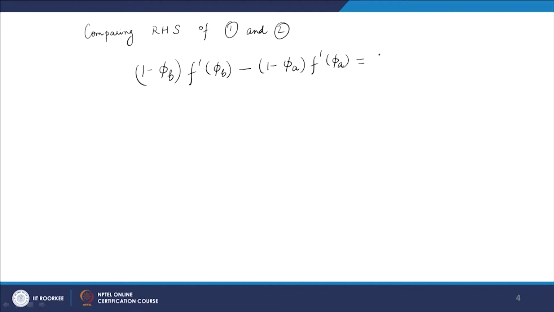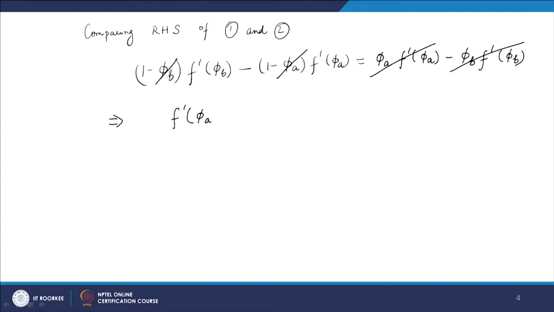So, now we have phi A, F prime phi A minus phi B, F prime phi B, and then this thing is equal to, so this will move on that side and we have cancellation of phi B here. Similarly, this will move on that side and we have cancellation of phi A here, and what do we get is simply F prime phi A is equal to F prime phi B.